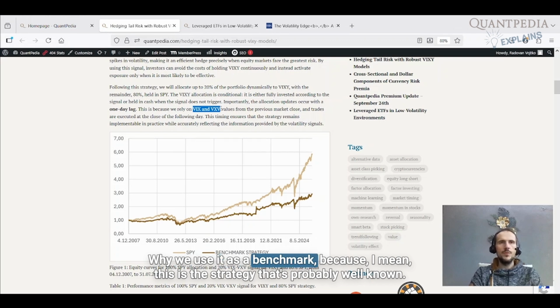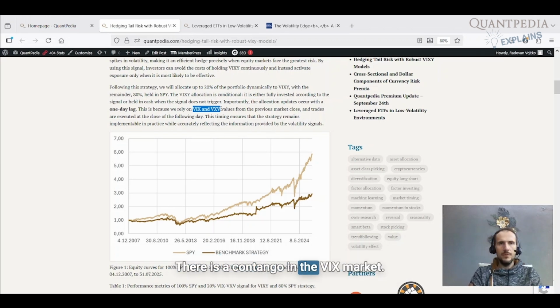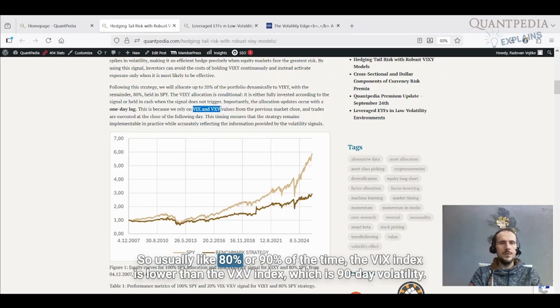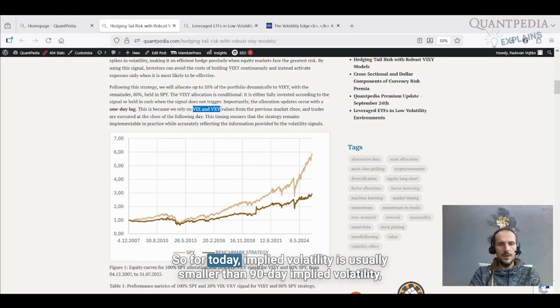Why do we use it as a benchmark? Because this is a strategy that's probably well known. There is a contango in the VIX market. Volatility which is nearer term is usually lower than implied volatility which is further away. So usually in like 80% or 90% of the time, the VIX index is lower than the VXV index, which is 90-day volatility. So 30-day implied volatility is usually smaller than 90-day implied volatility.